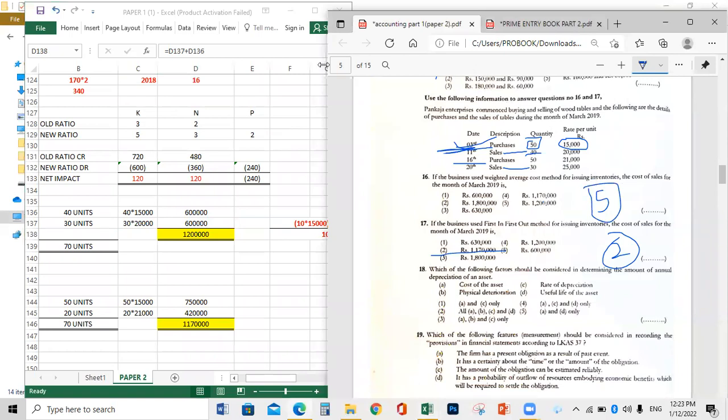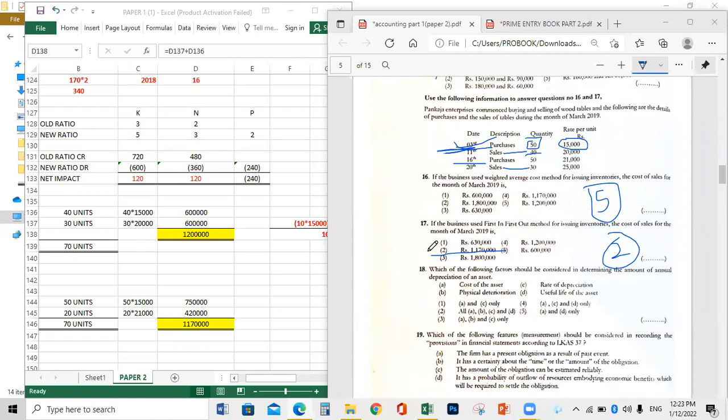So when it comes to MCQs, guys, the FIFO method is much easier compared to weighted average. But when it comes to part 2, I believe weighted average is better. I don't know, but whatever, both are easy. Both are not difficult. But when I compare, FIFO is easy when it comes to part 1 and weighted average is easy when it comes to part 2. So guys, are you all clear with that? Can we go to the next one?